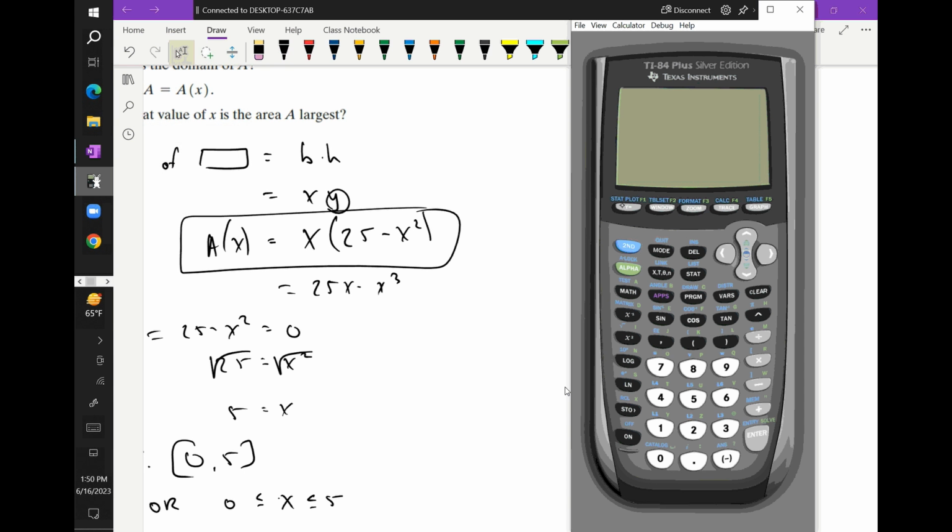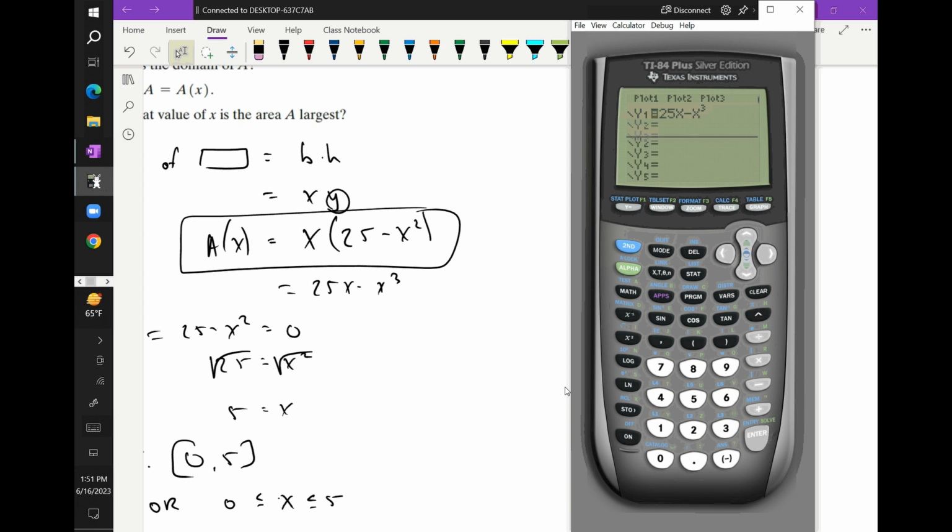So if I pull my graphing calculator back up, wait for it to wake up here just a moment. There we go. Go back to y equals. I'm going to clear this out. And let's say we have 25x minus x cubed.